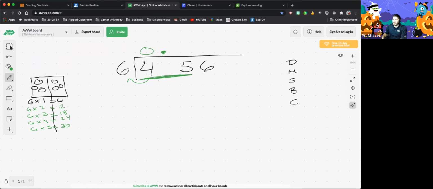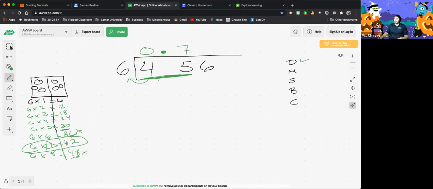Now we're looking at 45. The biggest number I have in my dominoes is 30. So I do 6 times 6, which is 36. I'm still not close to 45 yet. 6 times 7 is 42. I'm closer, but not to where I want to be. If I do 6 times 8, that's 48. And whoa, that's already too big. So I can't do 48. 36, too small. This one is just right. So I put a triangle on the 7 right there.